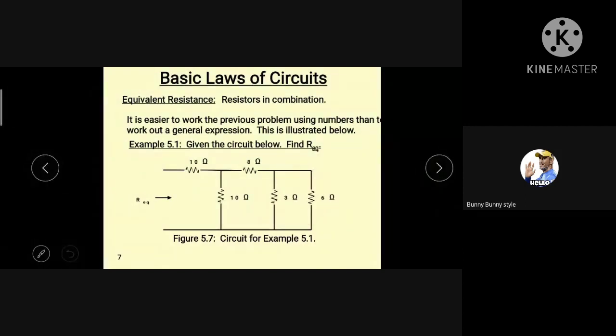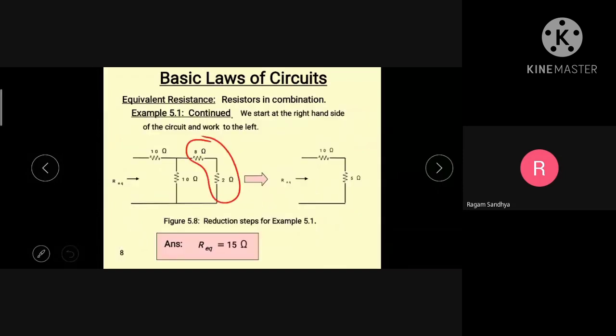This is the symbol of ohm, resistance value in ohms. In every step you have to mention the units also. If you do not mention the units, a minimum of 1 mark is reduced from the total marks. In the first step, I think all of you are clear. These two are a parallel combination. Write the parallel combination formula. That is this one.